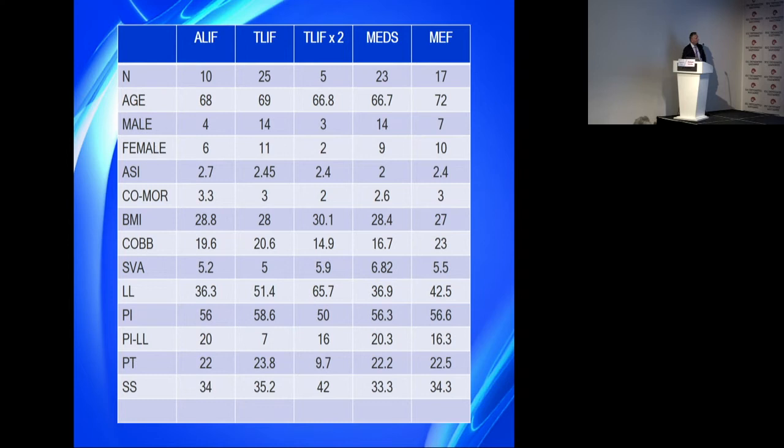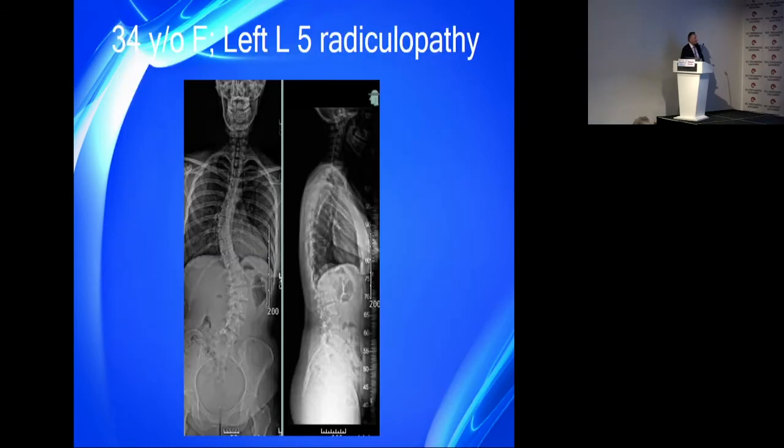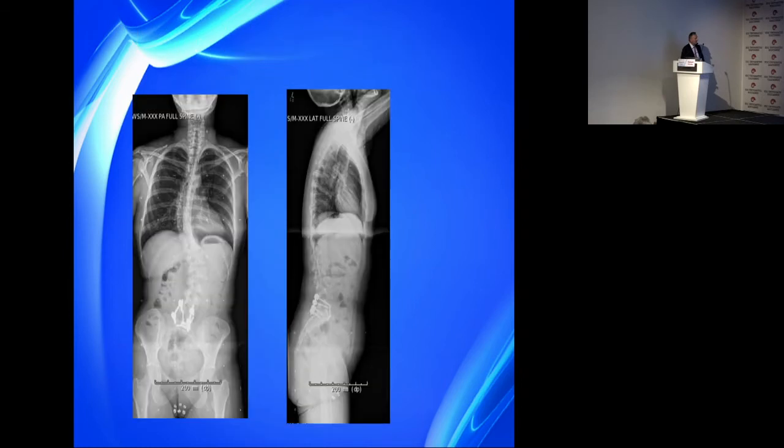And this was our entire cohort of patients. We had a relatively large group of patients. The only significant differences between any of these groups was that the lumbar lordosis was greater in the T-lift and the two-level T-lift groups than in the decompression or the A-lifts, and because of that, there was a significant difference in PI minus LL between those groups as well. So for example, we have this 34-year-old patient who's got significant scoliosis, but her only complaint is a left L5 radiculopathy. So this patient underwent A-lift.